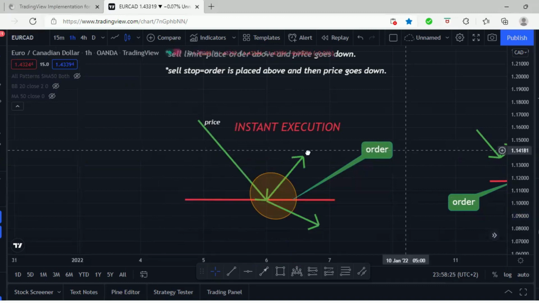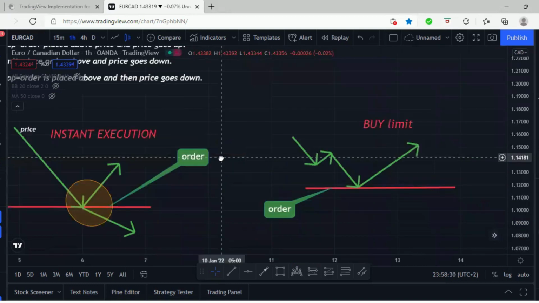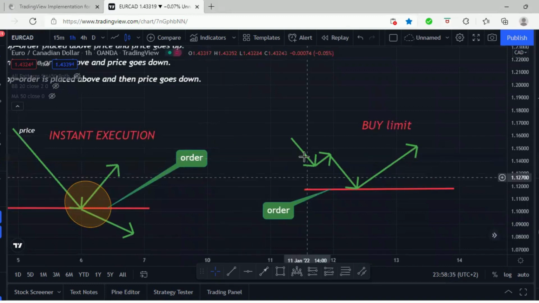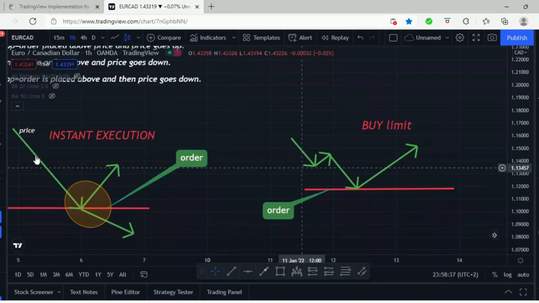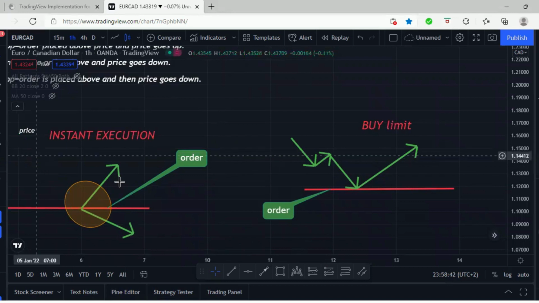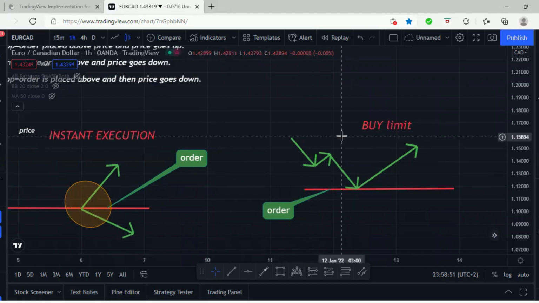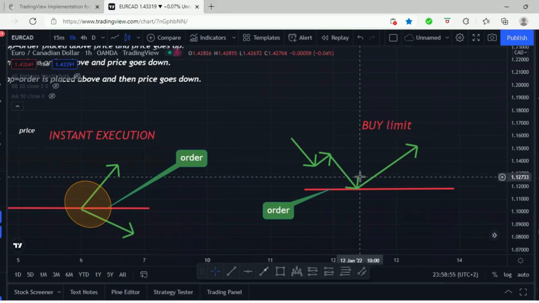Whereas on a buy limit, this is our order, the red line, and let's say price was still here. If price was still there and we placed our order, we have to wait for price to reach our order, which was below, before price starts to go up.